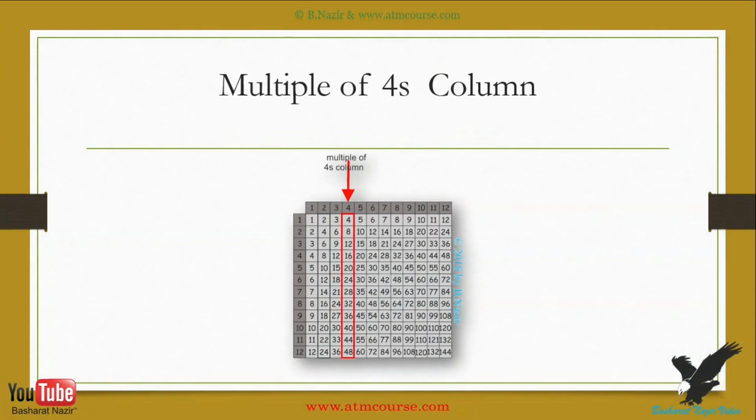In this next diagram you see column 4 multiples of 4 highlighted in red. A multiple of 4 is any number into which 4 divides exactly. Here are the first 12 multiples of 4, which are also shown in the diagram: 4, 8, 12, 16, 20, 24, 28, 32, 36, 40, 44, and 48.